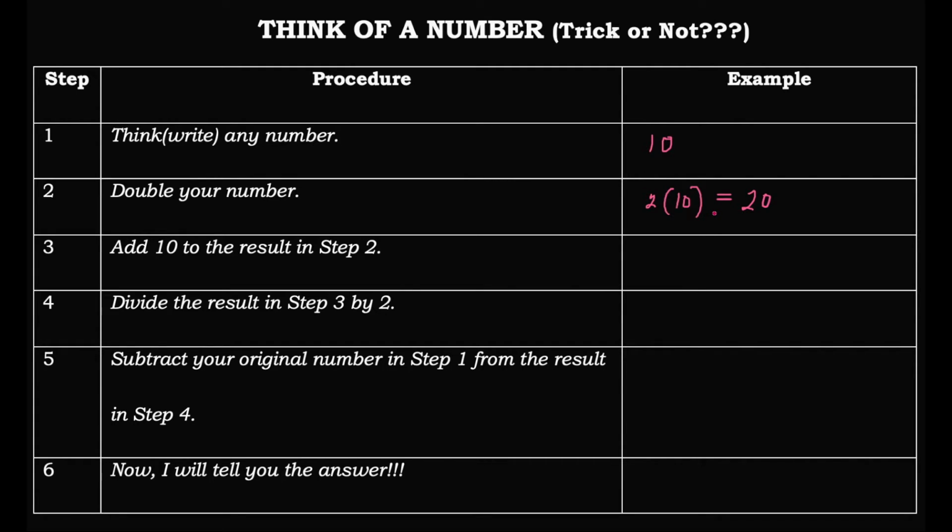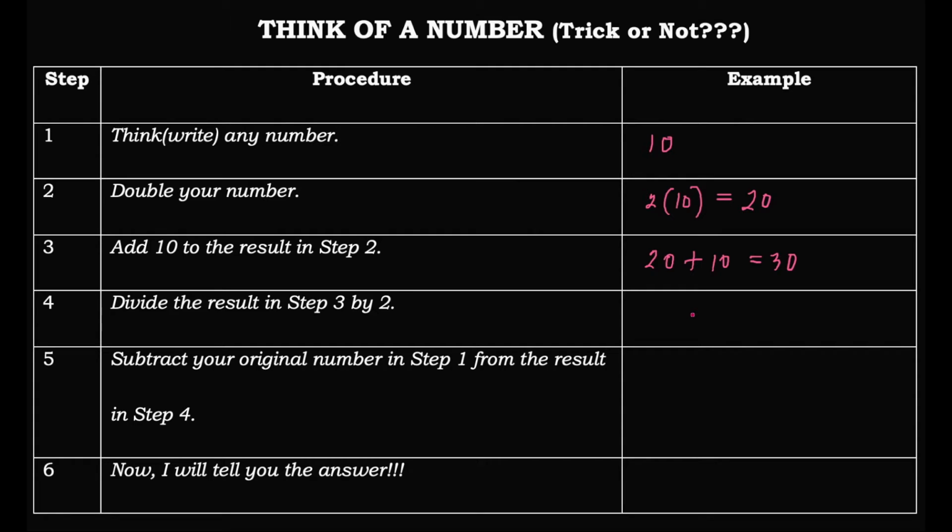Step number 3 says add 10 to the result in step number 2. So in step number 2, I obtained 20 and I will add 10 here and my answer is 30. In your case, I don't know what your total is, but just add 10 to whatever number you have obtained in step number 2.